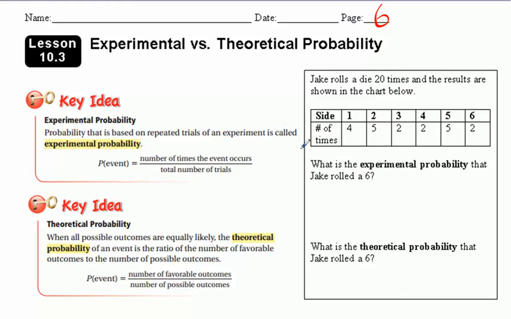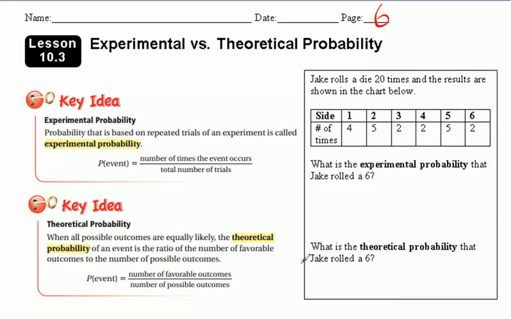So obviously when I do an experiment, and I don't mean necessarily a science experiment, I just mean I'm doing something multiple times. I'm rolling the dice 10 times. I'm picking a tangram 10 times. I'm spinning a spinner 20 times. I am flipping a coin 30 times. That's based on an experiment.